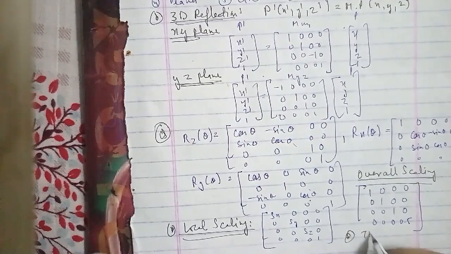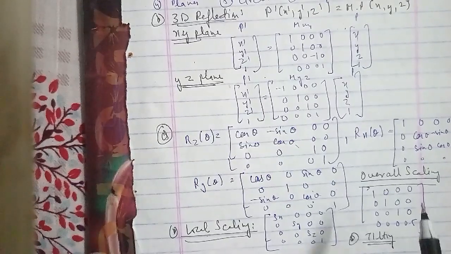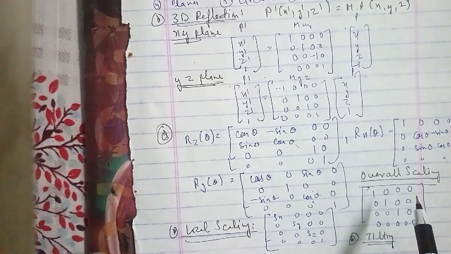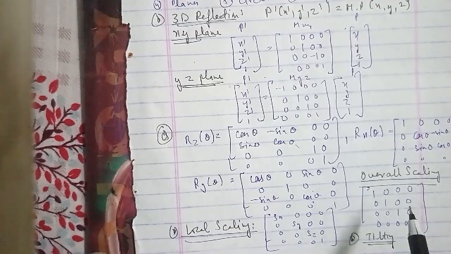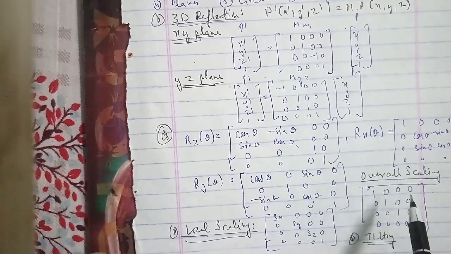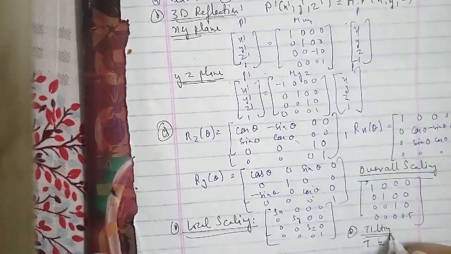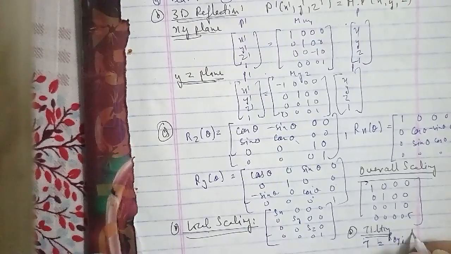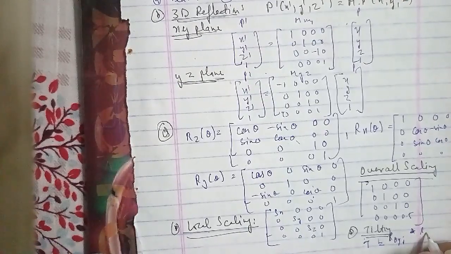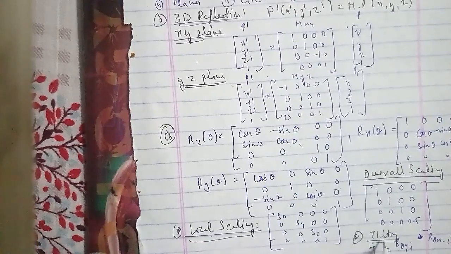Now we'll talk about the other question, which is tilting. Define tilting. Tilting is defined as the rotation about an x-axis followed by the rotation about the y-axis. The required transformation matrix is obtained by concatenating the two rotation matrices, and that is represented in the form T equals R theta y times R theta x.